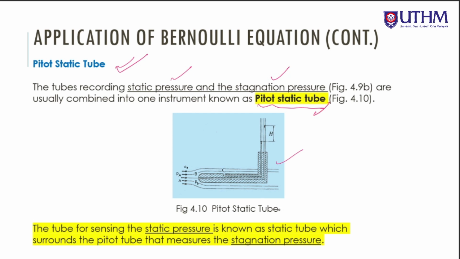Okay, this pitot static tube, and the tube that senses the static pressure is known as a static tube, which surrounds the pitot tube that measures the stagnation pressure. Actually, in this area it gets its P static, and this area, as usual, gets its P stagnation, or P dynamic. So this one is static, this one is stagnation, combining both functions in one instrument.